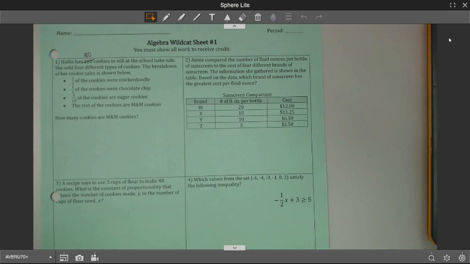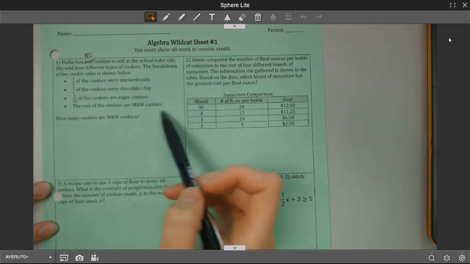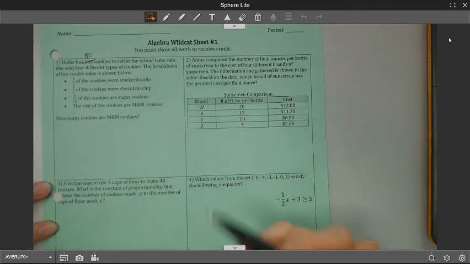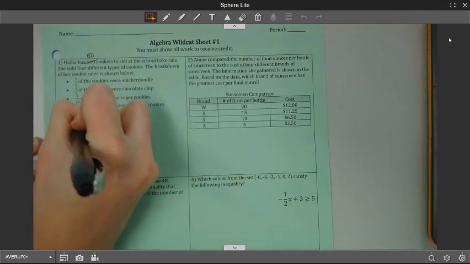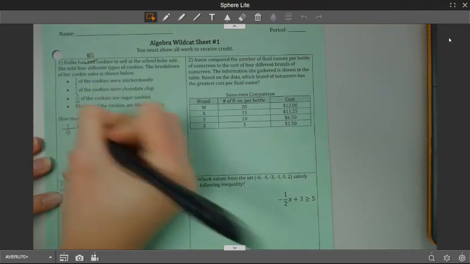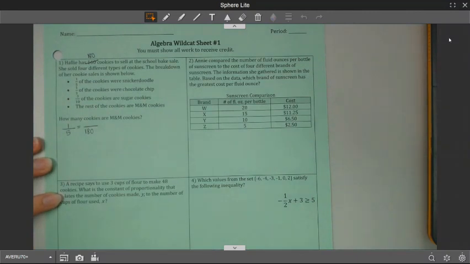She sold 4 different types of cookies. The breakdown of her cookie sales are shown below. 1/5 were snickerdoodle, 1/3 were chocolate chip, 3/10 were sugar, and the rest were M&M. How many M&M cookies? Well, the first thing I need to do is figure out how many each of these other kinds were. So I'm going to set up a proportion to figure out how much was in each other batch of cookies.